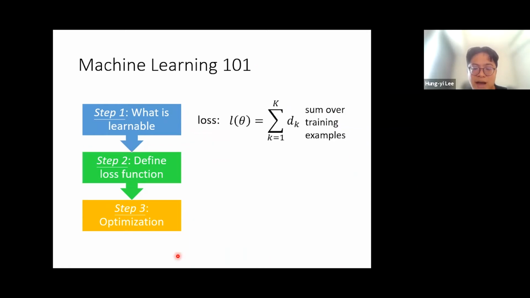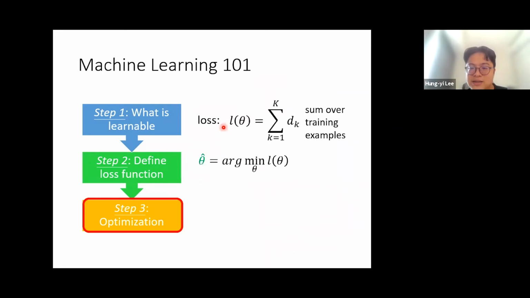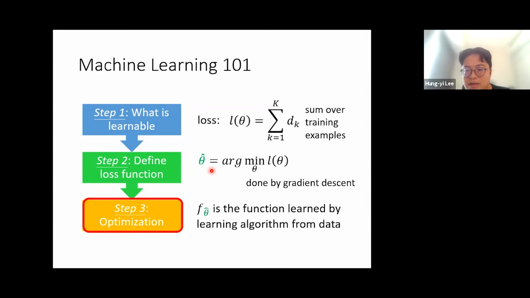Then after you have defined the loss function, you are going to do the optimization. In the optimization stage, you want to find a set of parameters theta which can minimize the loss function. We use theta hat here to represent the optimal parameters. Then usually you do it by gradient descent in deep learning. And after you have theta hat, you use theta hat as your parameters to do whatever you want to do.